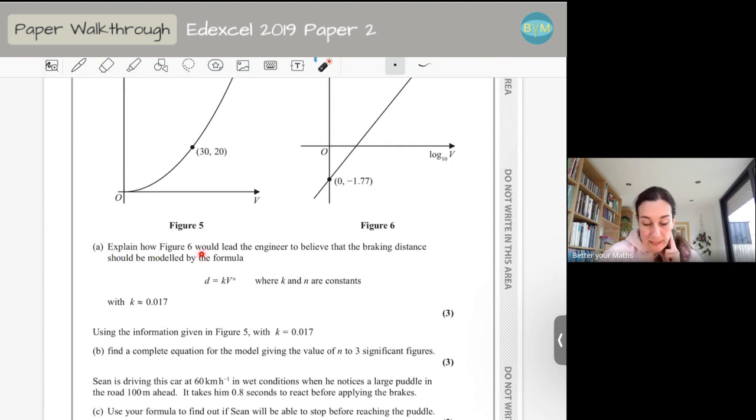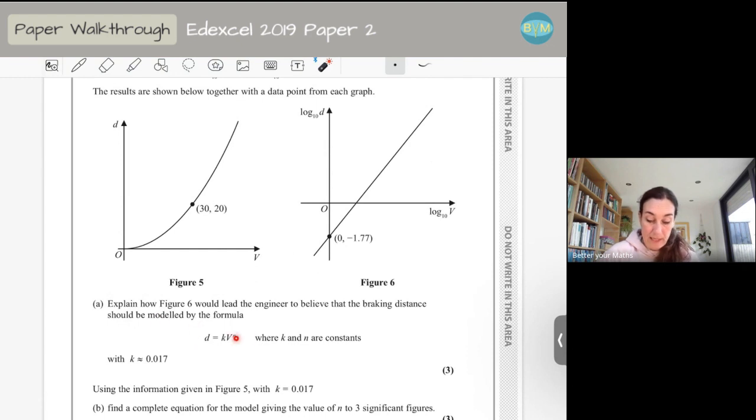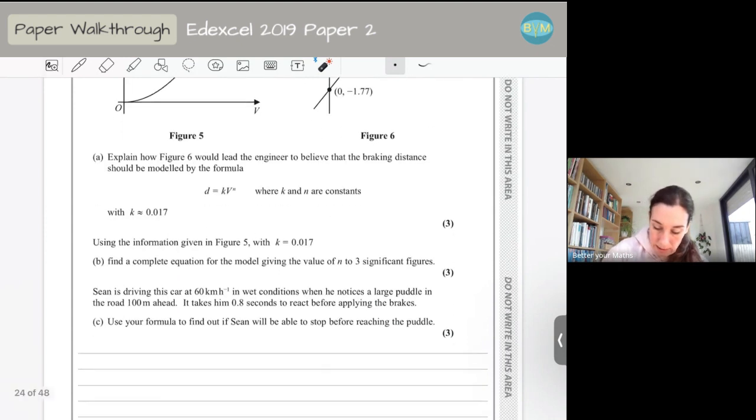So it says, explain how figure 6 would lead the engineer to believe that the braking distance should be modeled with this formula. This formula is this one here. It's giving you the relationship between D and V. And what we know is there is a linear relationship between the logs. So to do these questions, there are a couple of ways of doing it. Either you start with the equation of the line between log and log, and then you use the properties of the logs to get this formula. Or you start with this formula, you take logs, and you see that it's a line. Either way, it doesn't matter, so you can do either. I think it's probably easier to take logs here. So let's go and take logs.